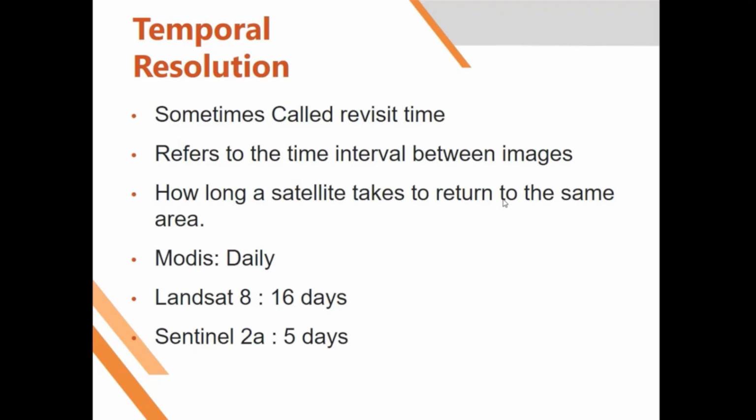So for MODIS, one satellite passes in the morning and then another passes in the evening. Then Landsat 8 has a temporal resolution of 16 days, and Sentinel-2A has a temporal resolution of 5 days. Every 5 days, you'll get an image. So how does temporal resolution help us? If you have a very high temporal resolution, that means you can get your images more often. Then that can be used to map abrupt changes and daily changes. I hope that is fine.